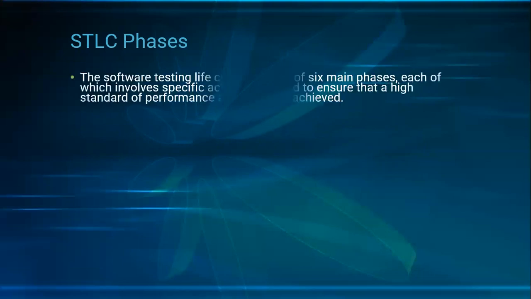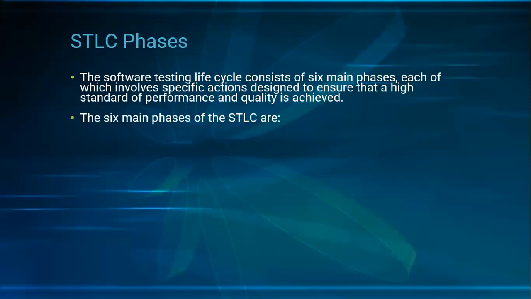So these are the key things of what we do. Now I'm going to start with the phases. STLC also has phases. We've got 6 of them. The software testing lifecycle consists of 6 main phases, each of which involves specific actions designed to ensure that a high standard of performance and quality is achieved. What are the 6 phases?